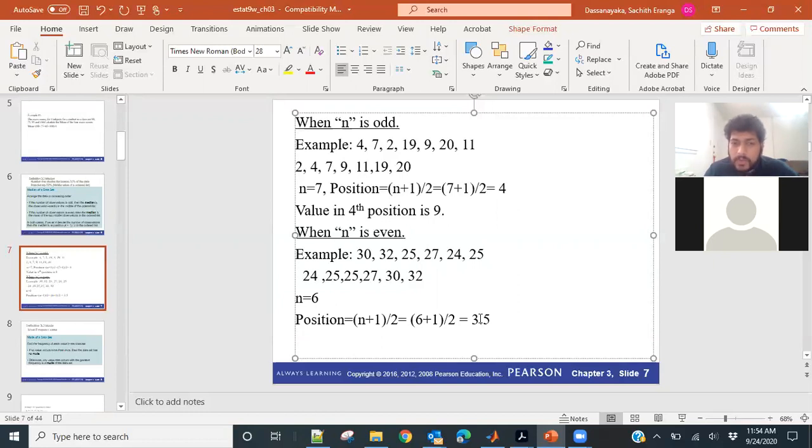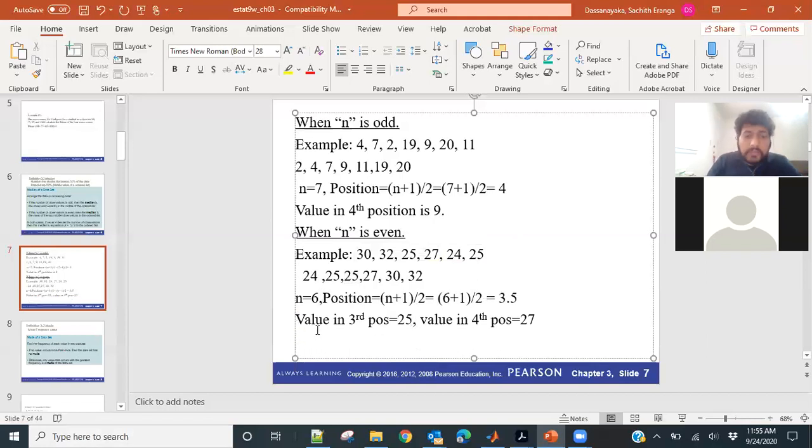So you have to find the values belonging to the third position and the fourth position. The value in the third position, as I mentioned, is 25. See, third position value 25. So 25, comma, the value in the fourth position is 27. Then I need more space.